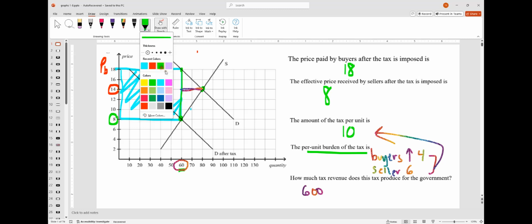It's not asking us this, but if we want to think about consumer surplus, it would be up here after the tax, and then producer surplus would be down here. So you can calculate all of that, but that's how to think about an excise tax when the tax is placed on the buyers, the demand side, rather than traditionally on the seller side.